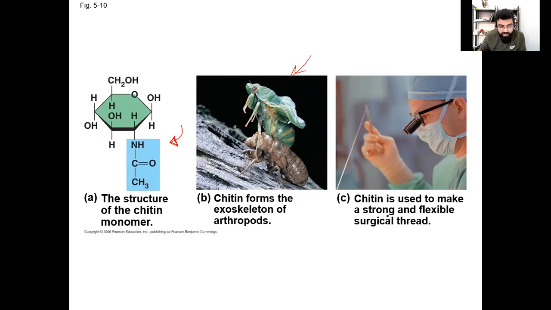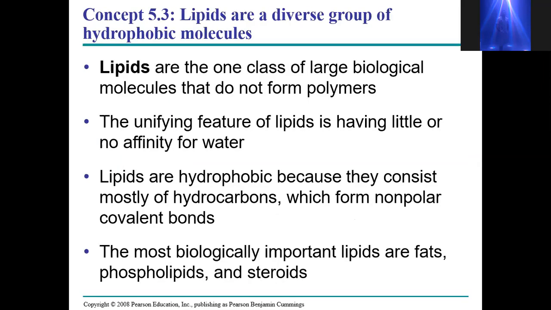Chitin is also used to make strong, flexible surgical thread. You know the surgical thread? It's made of chitin. Okay, guys. Next time, inshallah, we will study the lipids and the proteins. That's it for today.